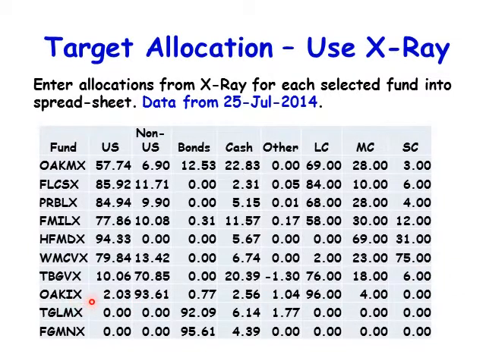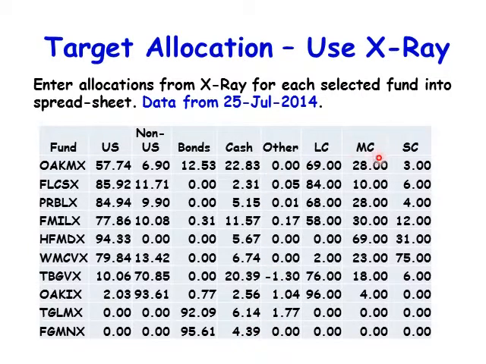Oakmark International similarly is mostly large cap, with bleeds into mid cap. Okay, and these are my two bond funds, and they don't have any component contribution to large cap, mid cap, small cap. Large cap, mid cap, and small cap are part of the equities only. So this one has 92% in bonds and 6% cash, and the other is 1.77. Fidelity Ginnie Mae has 96% in bonds and 4% cash.